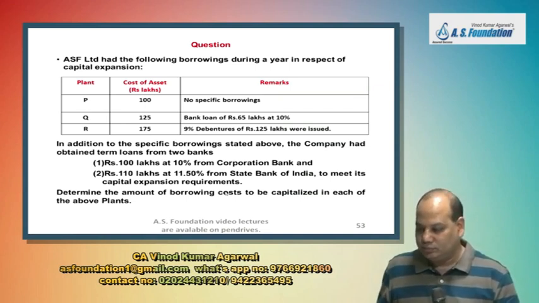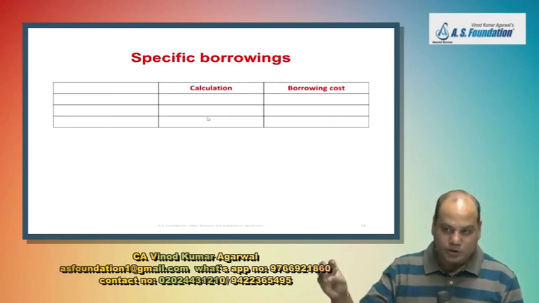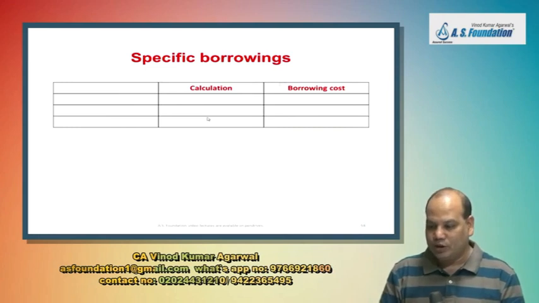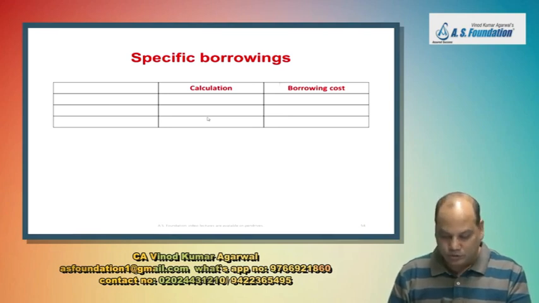Ready? We will first calculate the specific borrowing cost and apportion it to the specific asset only. So write down step 1. Step 1, specific borrowing cost.